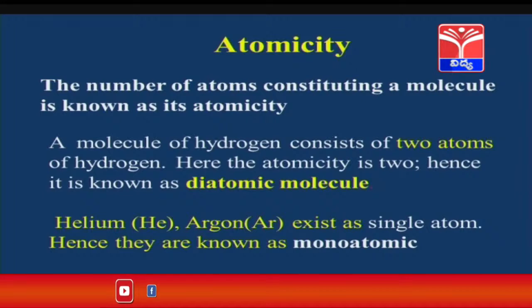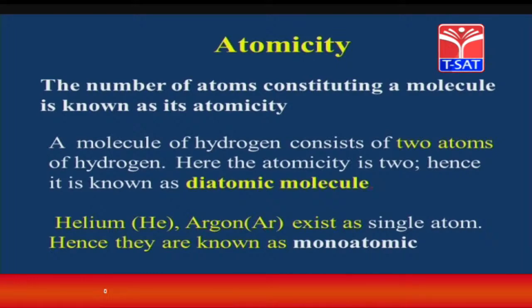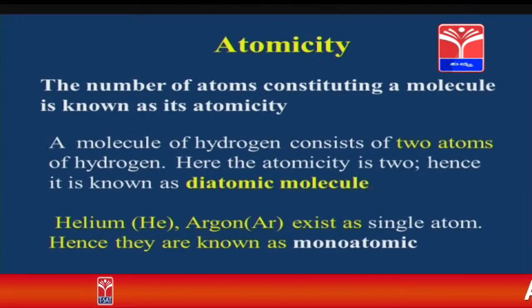And a few elements have only one atom. Examples: helium, argon, neon, krypton, xenon and radon. Helium symbol is He, argon symbol is Ar. These elements have only one atom. That is why these elements are called monoatomic gases. Why? Because these elements have only one kind of atom, only one atom exists in these elements. That is why they are known as monoatomic.